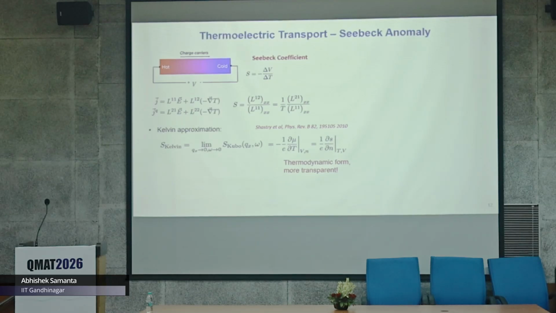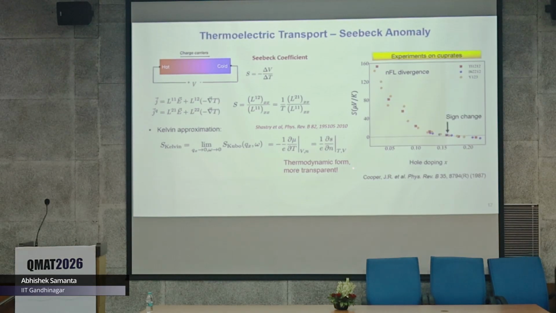Now we are again interested in the thermodynamic formalism. There is something called the Kelvin approximation, which takes care of the slow limit. That means you first set the frequency going to 0 and then set the q going to 0 limit. By using the Kelvin approximation, you can write down the Seebeck coefficient in terms of thermodynamic variables only, such as entropy, many-body density, and so on. So we use this formula and compute the Seebeck coefficient.